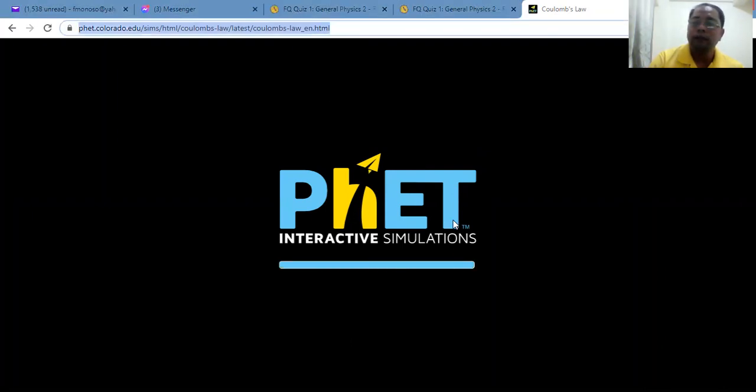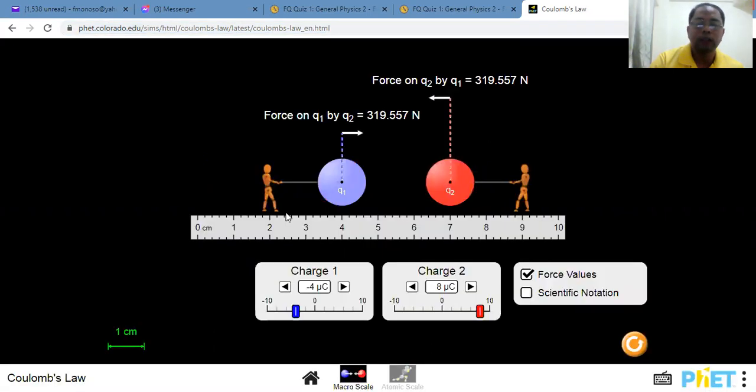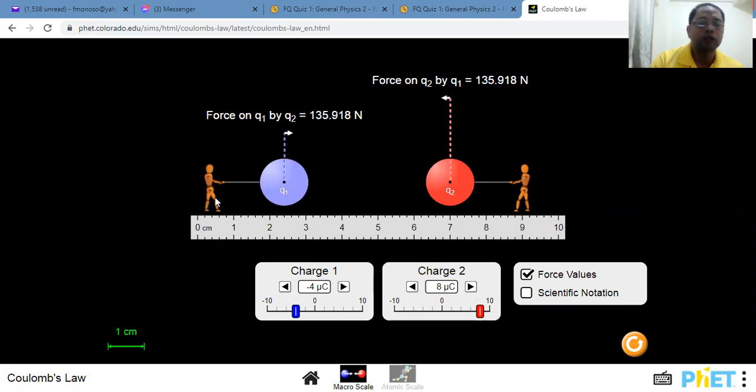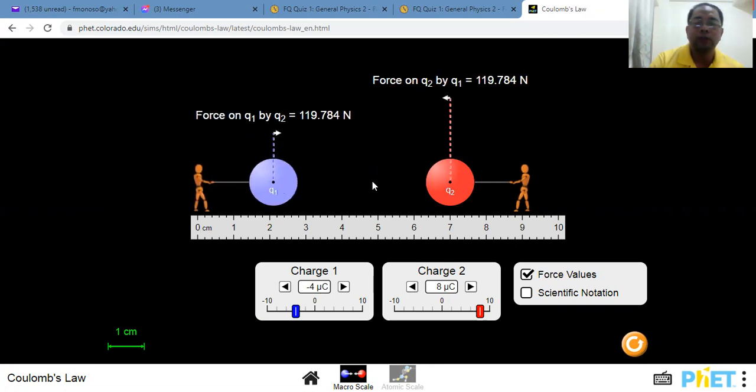Now again, we will test the Coulomb's law principle here. So for the Coulomb's law, you can click the macro scale, and then you'll be shown these two figures here, which is our charges. So you can actually vary the distance between the charges. So this will represent our distance. And again, in our table, we call this as R. So R usually represents the mean radius, or the mean radius of curvature, or the mean distance between the two charges. So this is our Q sub 1 and Q sub 2.